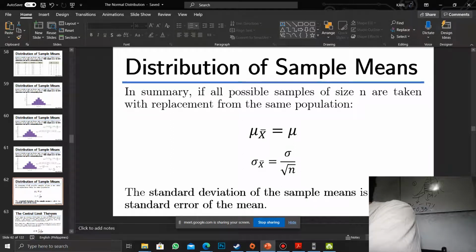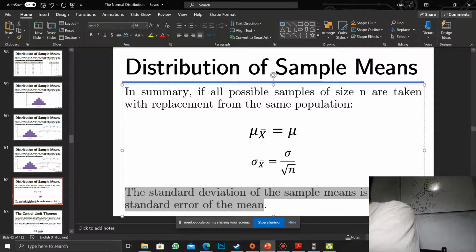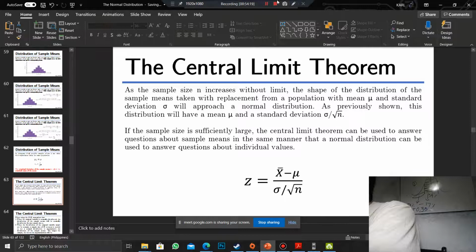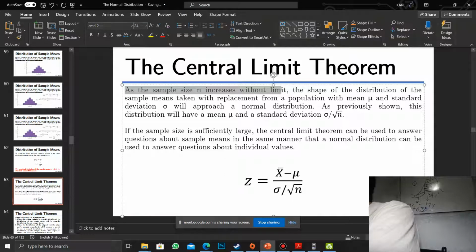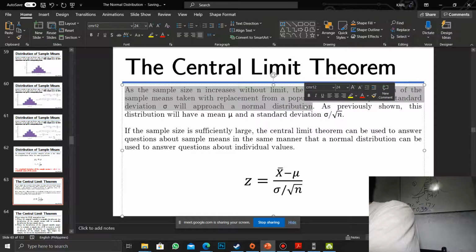So, if all possible samples of size n are taken with replacement from the same population, the mean of the sample means is equal to the population mean. And the standard deviation of the sample means equals sigma over square root of n. The standard deviation of the sample means is called the standard error, no? So that's a term. So paano siya gamitin, no? So it's just another fancy way of stating the z-score, no? Kasi as the sample size n increases without limit, magiging normal distribution na yung distribution natin.